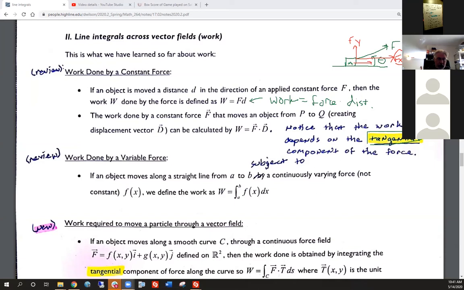So work done by a variable force is the same thing. If an object moves along a straight line from A to B subject to a continuously varying force, then we define the work as, again, F dot dx. Here the F represents the force, and the dx represents the displacement.